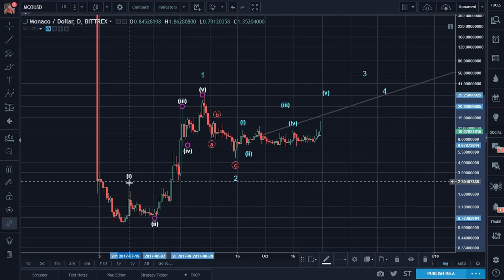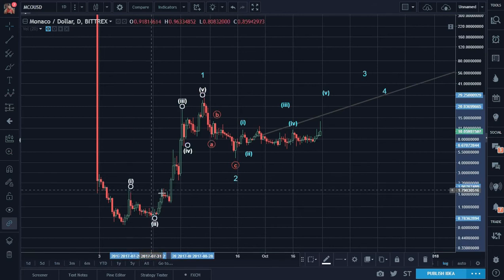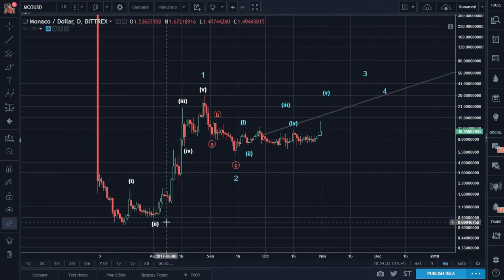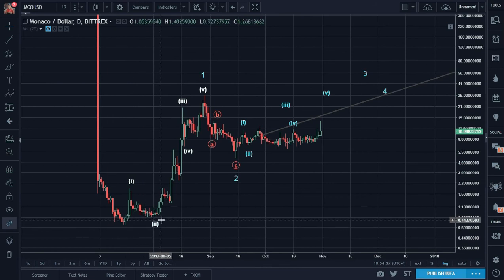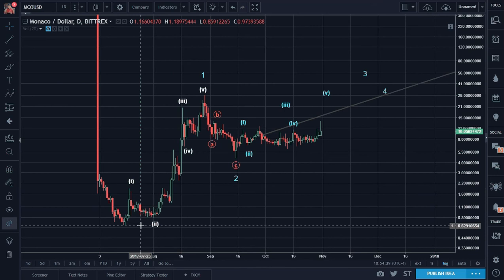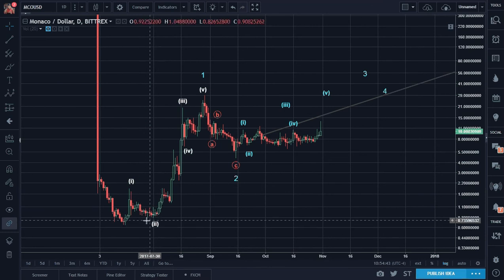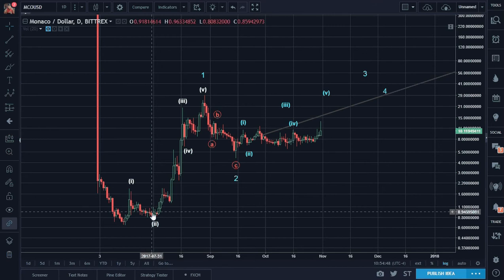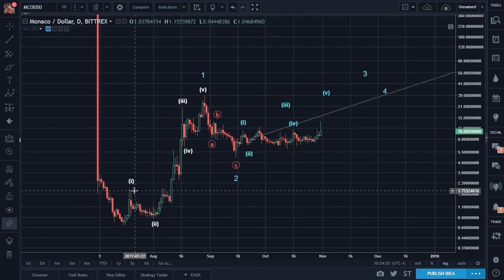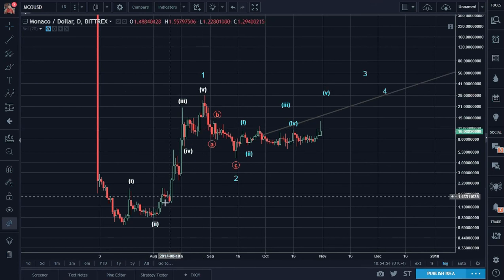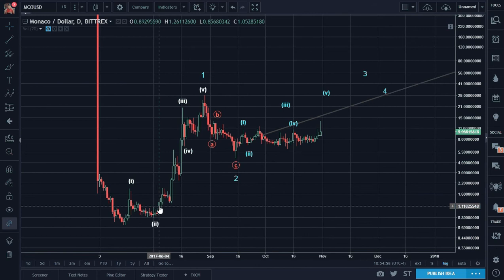For instance, wave 1 is here, wave 2. The rule between 1 and 2 is that the bottom of wave 2 cannot be equal to the start of wave 1. So in this case, pass. For wave 3, it cannot be the shortest between 1, 3, and 5. In this case, clearly it's the longest. And quite often it is the longest in equities.